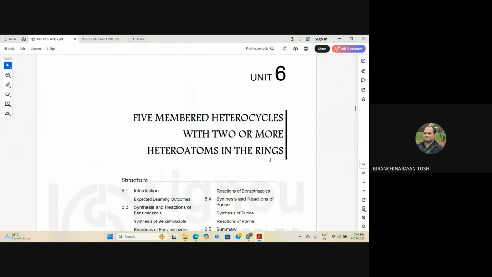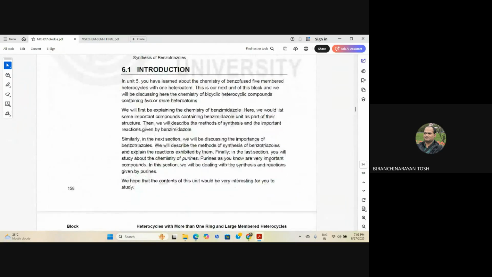Unit 6: the five-member heterocyclics with two or more heteroatoms in the ring. Here we will discuss the synthesis and reaction of benzimidazole, then benzotriazole and purine. Three compounds: benzimidazole, benzotriazole, and purine. So first one, the benzimidazole.